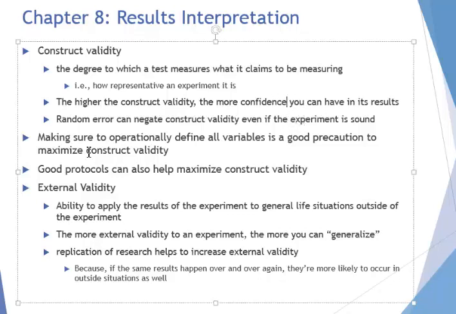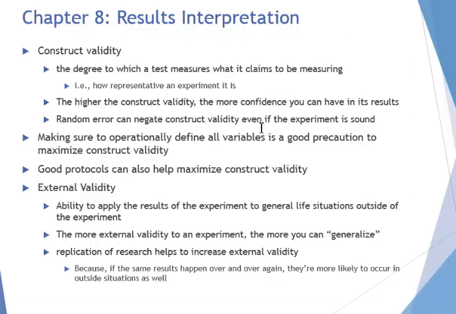Now, random error, of course, can negate construct validity, even if the experiment is sound, which means things could happen just by virtue of bad luck. You could get a whole bunch of people in the experimental group who happen to be happier people, and therefore the thing that you're trying to test the mood on, your mood drug, is going to be ruined by some random confounding variable that you couldn't control. That's why, the more times you do it, the less likely you are to be hurt by random bad luck. So if you do an experiment 100 times, it's going to be a lot less likely that you are impeached by bad luck than if you do it 3 times.